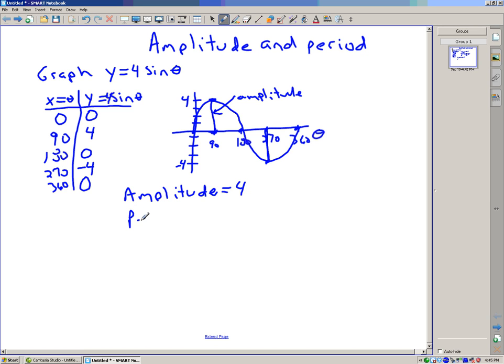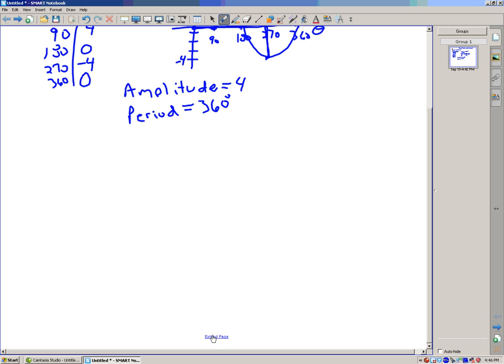The period for sine or cosine is going to be how long it takes to do a loop on top and a loop on bottom for sine. And this is one full picture of sine, and this happens in a distance along the independent axis of 360 degrees. So there's our first graph. All right, let's do another one. Now I'm going to do a cosine graph.